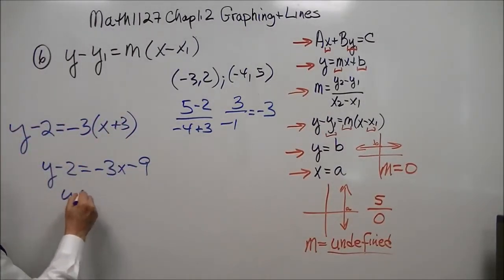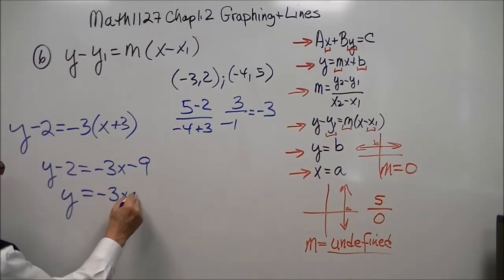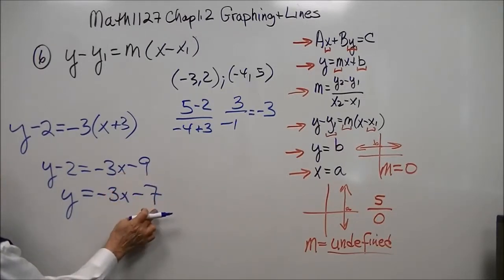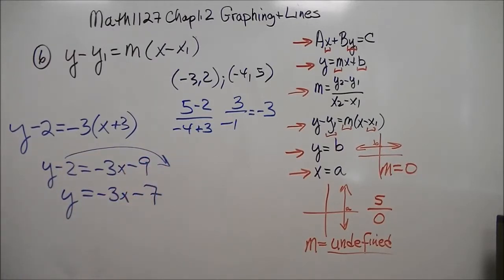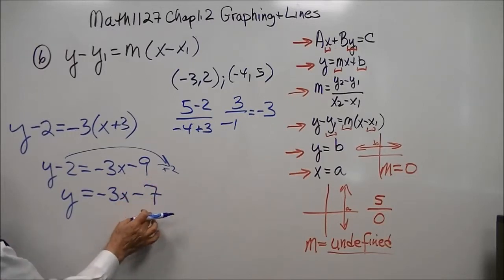So I just transpose my negative 2, becomes a positive 2 on this side. A positive 2 and a negative 9 gives me my negative 7. So when I transpose that, it became a positive 2, added to a negative 9.